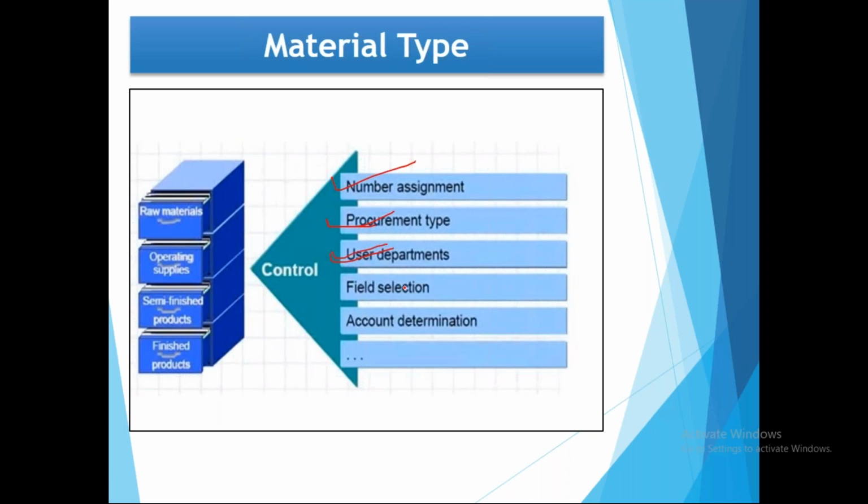Suppose it is a raw material: you purchase it, you don't do any sales, so at that time sales data is not required. So the user departments will be decided by it. Then field selection: which field is mandatory and which is optional in the system. This I will show you when we go to the system. And which finance-related GL accounts need to be hit. So all these are controlled by material type. When we go to the system, you will understand these things in detail.